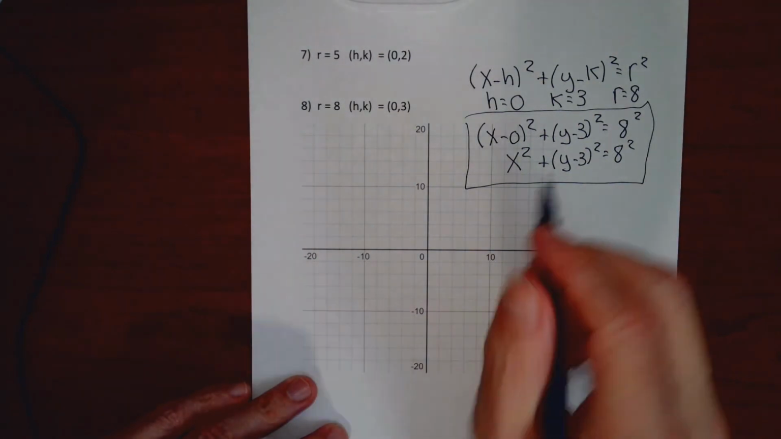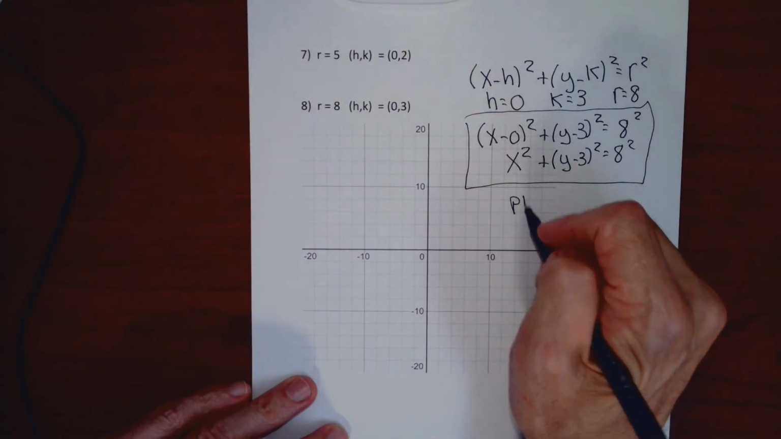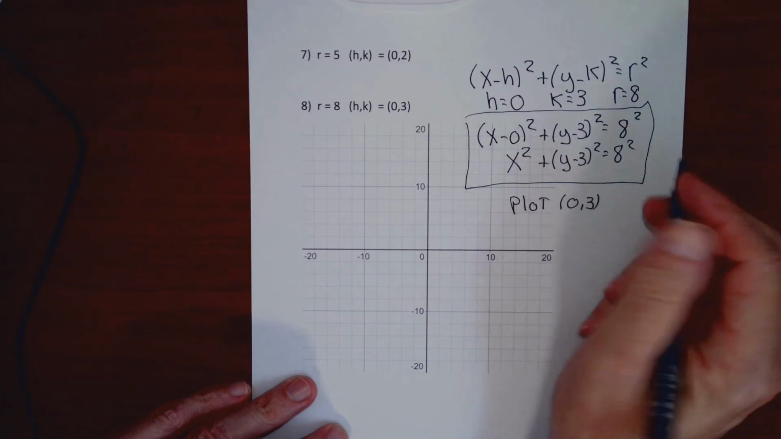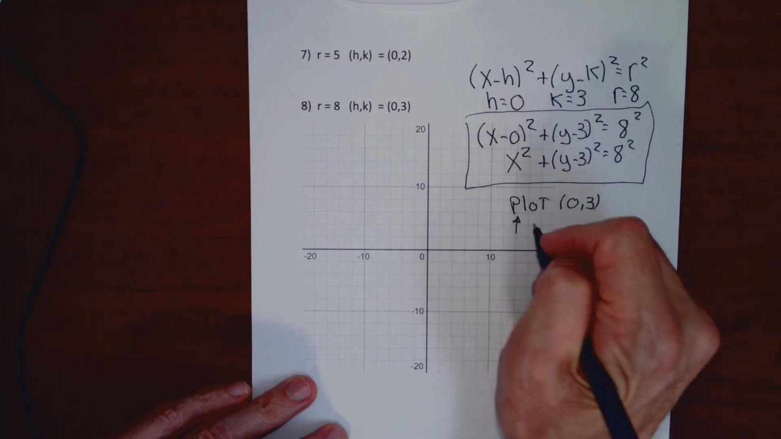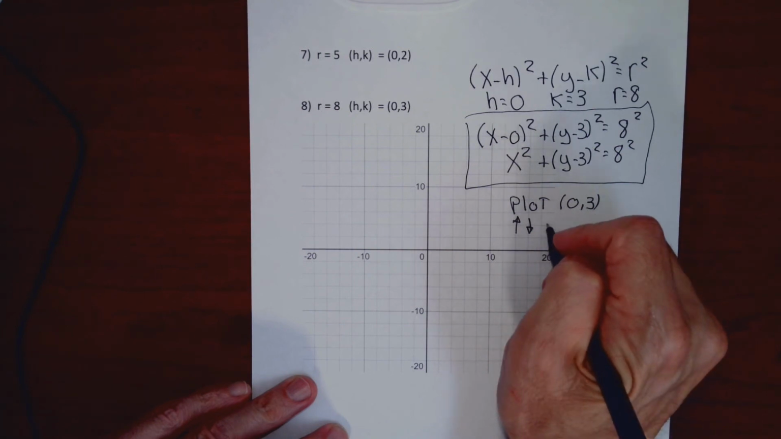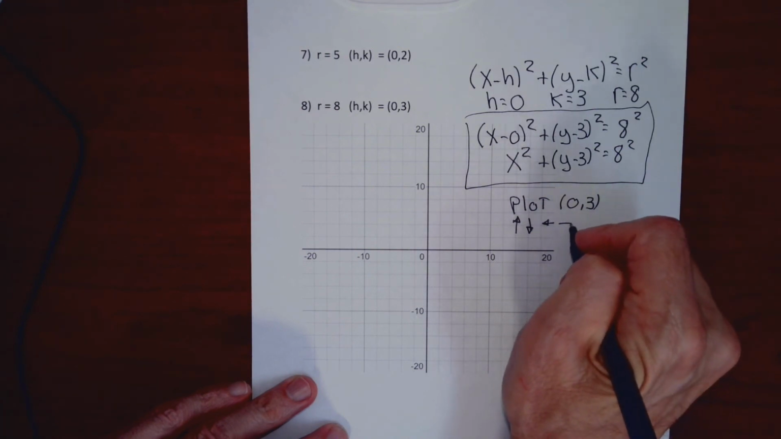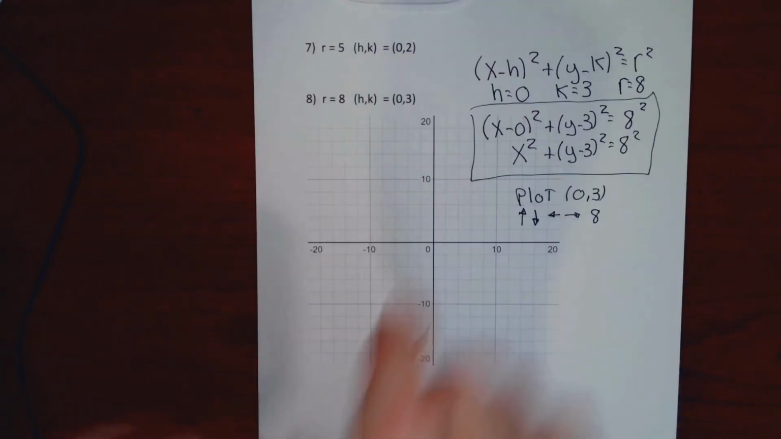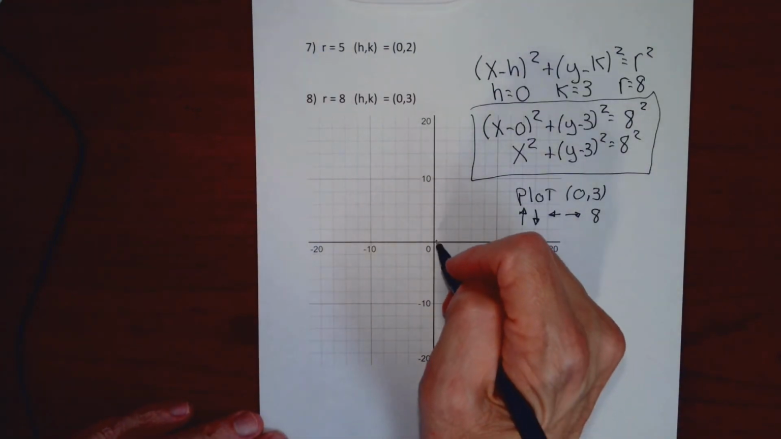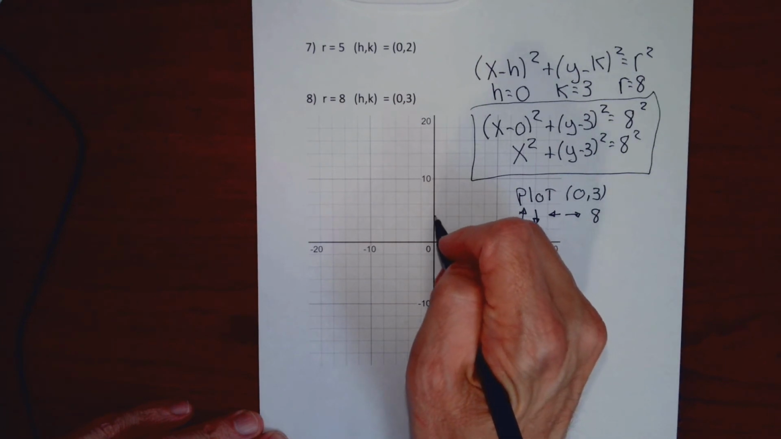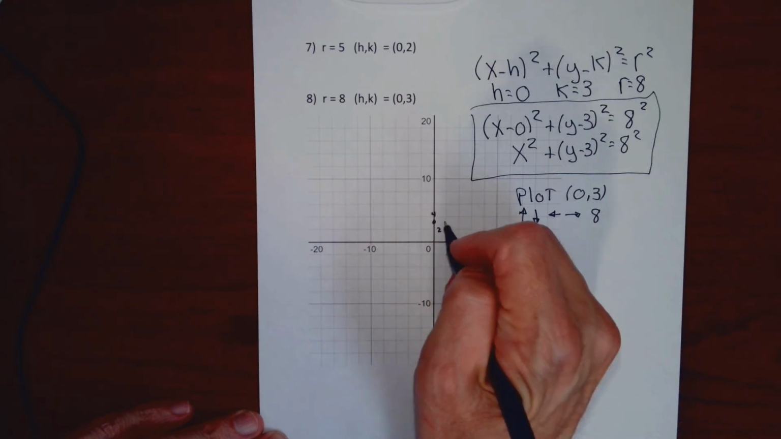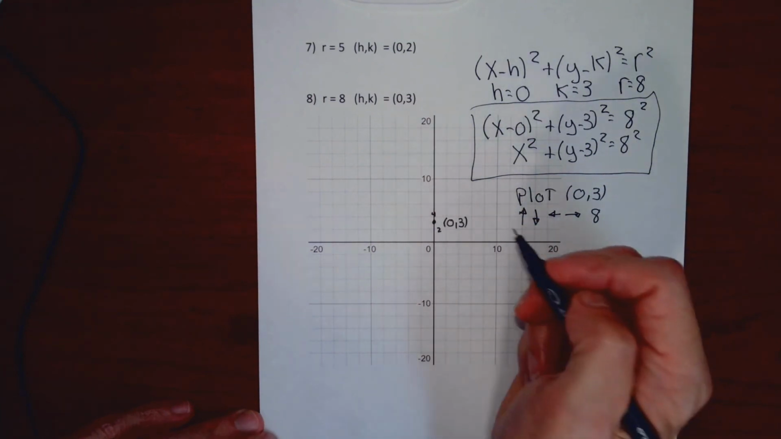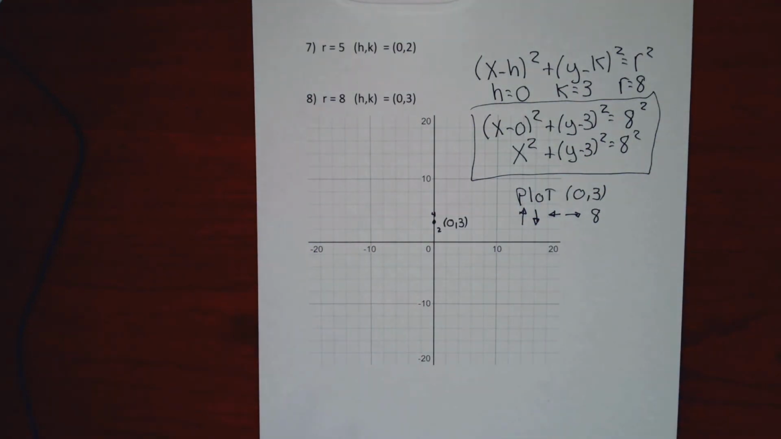How do I graph this? I'm going to plot the center, which is 0, 3. And then I'm going to use the radius. I'm going to go up 8, down 8, left 8, and right 8, because the radius is 8. So 0, 3 is about there. It's on the y-axis. And now I need to try to march out 8 in each direction.